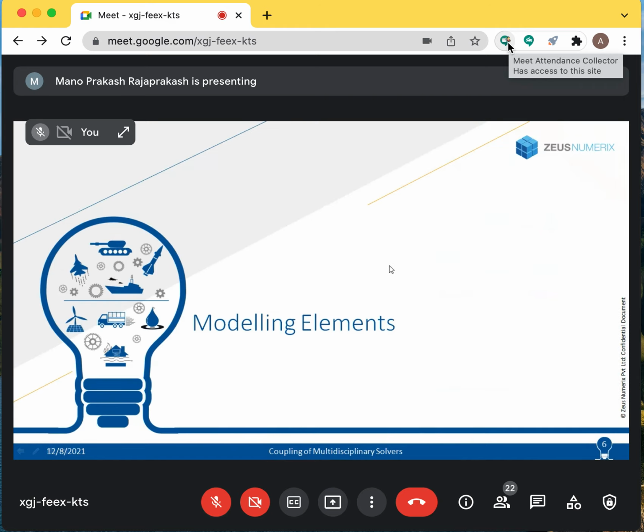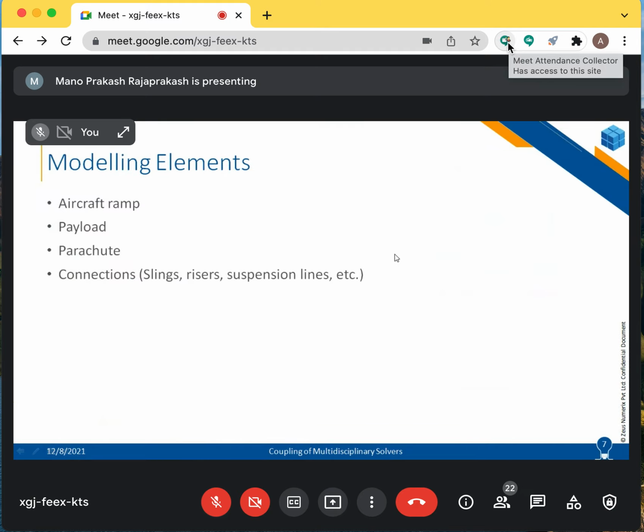The next few slides will be on the typical modeling elements that we generally have. As we see here, the very primary modeling element is the aircraft. The aircraft has to be modeled. The payload is placed on the ramp, so the effect of the ramp has to be taken into consideration. Next we have the payload. That is the main object which is getting dropped.